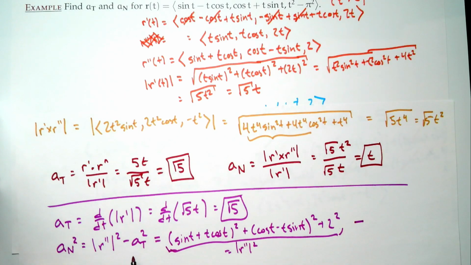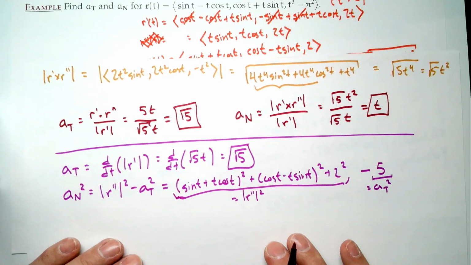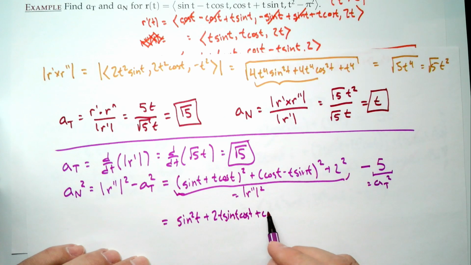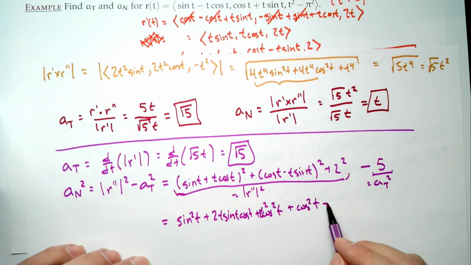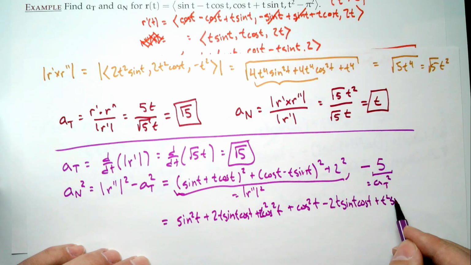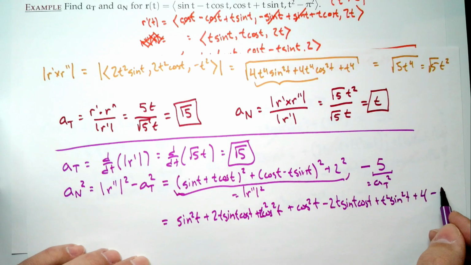Minus, I have to square a sub t. Well, 5. That's a sub t squared. Okay. Well, here we go. So this becomes, got to square that, sine squared t plus 2t sine t cosine t plus t squared cosine squared t. Squared the first term. Plus cosine squared t minus 2t sine t cosine t plus t squared sine squared t plus 4 minus 5.